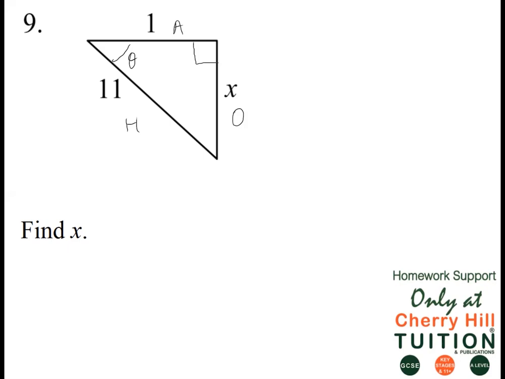Because we have two sides, we need to use the Pythagoras theorem, which states a squared plus b squared is equal to c squared. This is C, so let's use a different color for that. This is C, this is A, and this is B. Okay? Now we can substitute our values in to find x. So we have a squared, and a is 1, so we have 1 squared plus b squared. B is x, so we have x squared is equal to c squared, which is 11 squared.